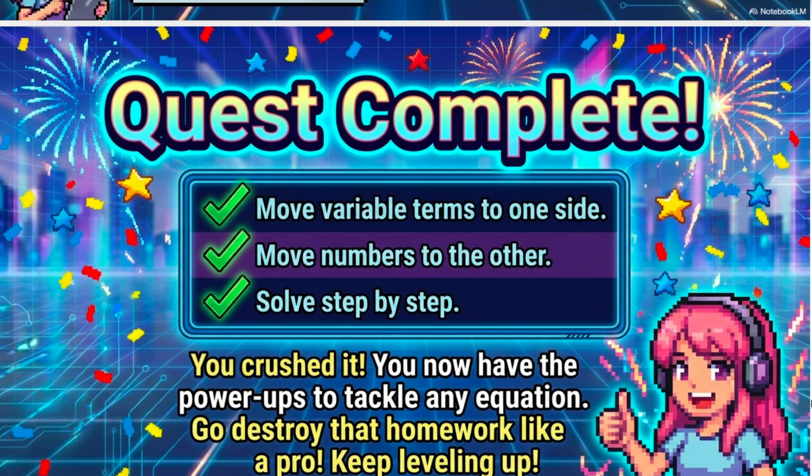Nice work! The big idea from this lesson is simple. Move variable terms to one side, move numbers to the other, and solve step by step. If you also remember to distribute first and combine like terms when needed, you'll be able to handle a lot of equations with variables on both sides.